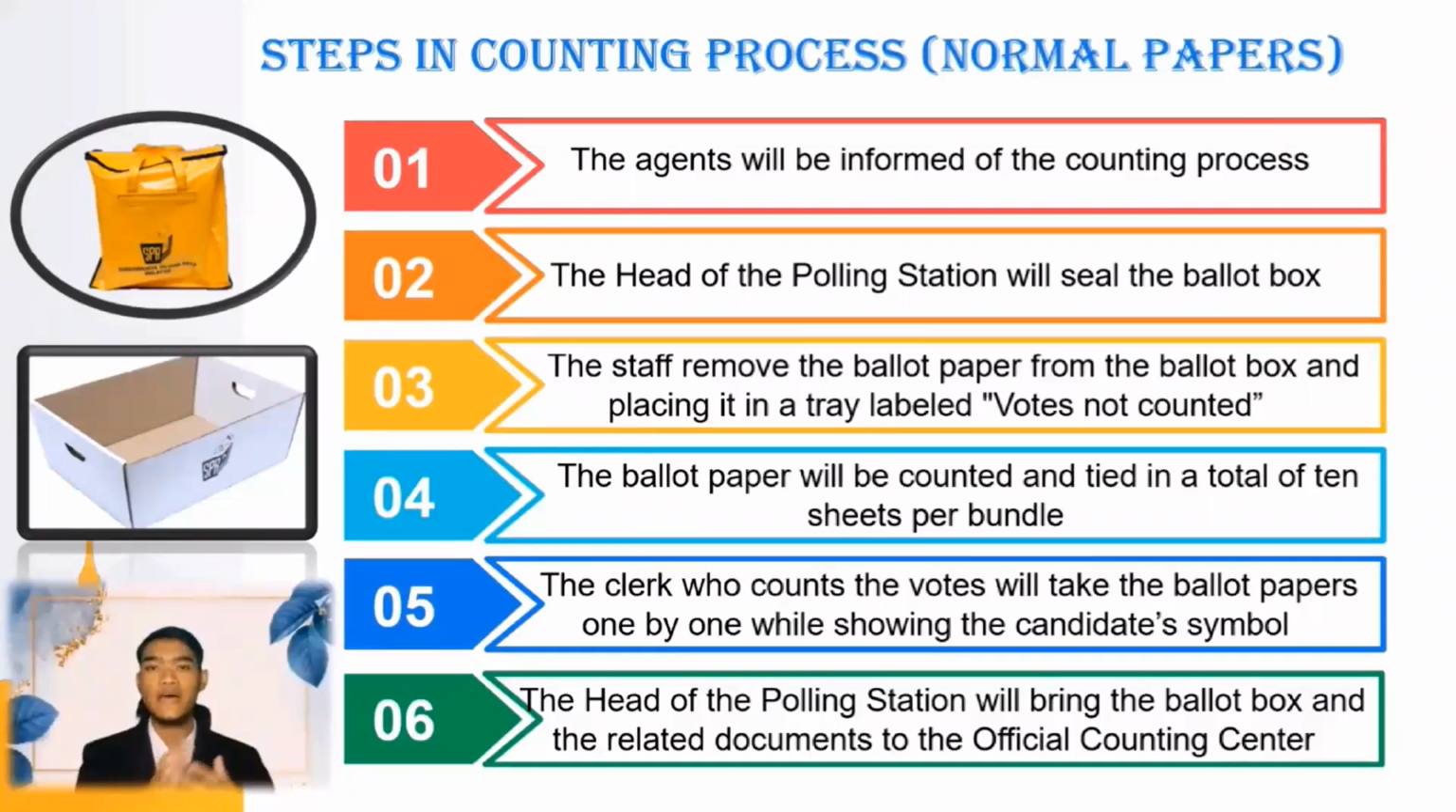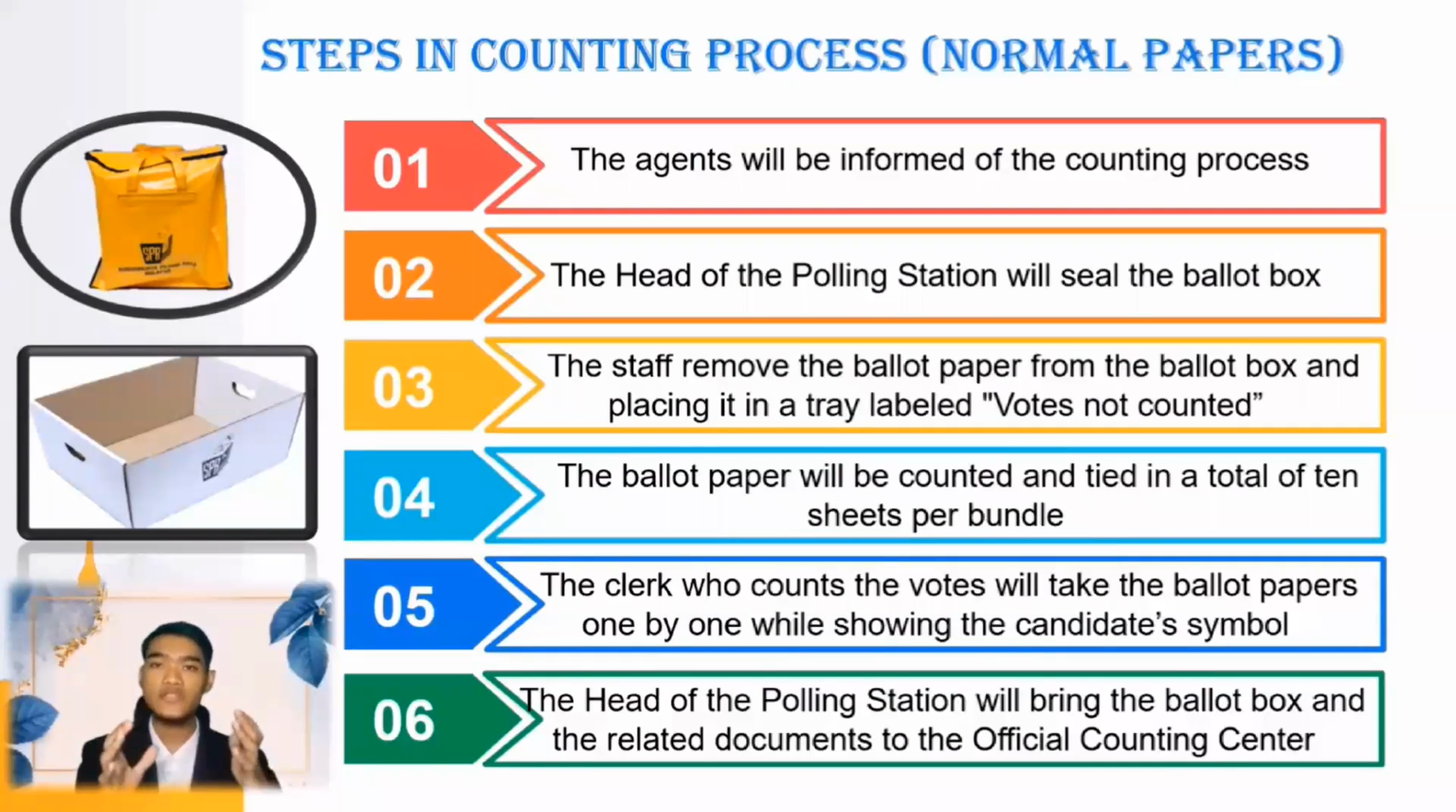Okay, first we will look at the steps in the counting process for the normal ballot paper. When the counting process begins, the agents will be notified so that they are aware of every move that occurs during the counting of votes. After that, the head of the polling station will seal the ballot slots while being monitored by the voting agents present. The process begins by removing the ballot papers from the ballot box and placing them in a tray labeled "Votes Not Counted." The ballot papers will be counted and tied in a total of 10 sheets per bundle. This is intended to make it easier for them to calculate accurately and in an orderly manner.